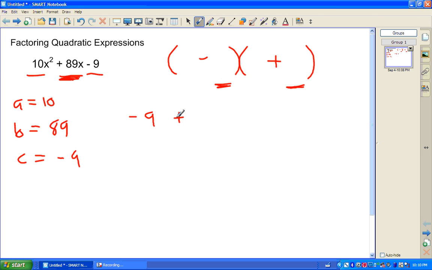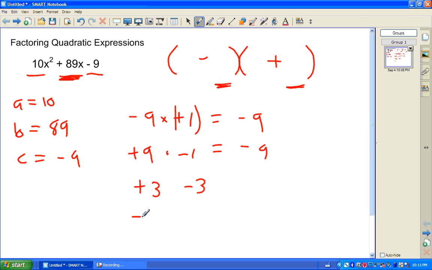I'm going to try minus 9 and plus 1, right? Those will multiply to give me minus 9. Or I could reverse it. I could try a plus 9 and a minus 1. That would give me the minus 9. But I'm especially looking for numbers that will add up and give me 89, but nothing will, right? My only other options would be plus 3, minus 3, or the reverse of that, minus 3, plus 3. These will all give me minus 9, and that's it. Those are my only four options: 9 and 1, or reverse, positive 3, negative 3, or the reverse of that.